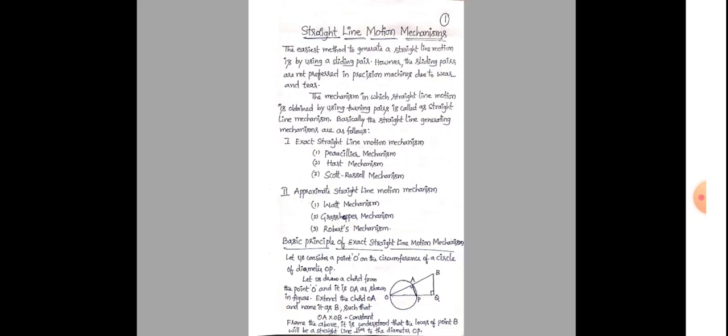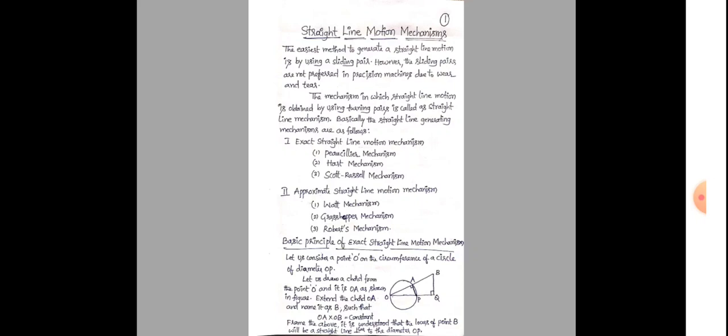and extend the chord OA till the point B, such that the product of OA into OB should be always constant. Then the point B will be generating a straight line which is perpendicular to the diameter of the circle OP. So this is the principle of the straight line motion mechanism.